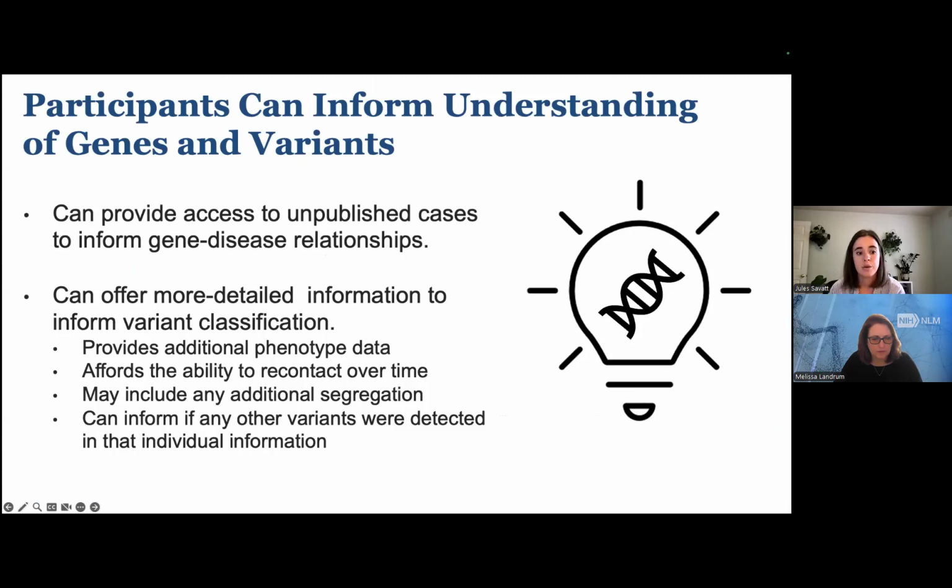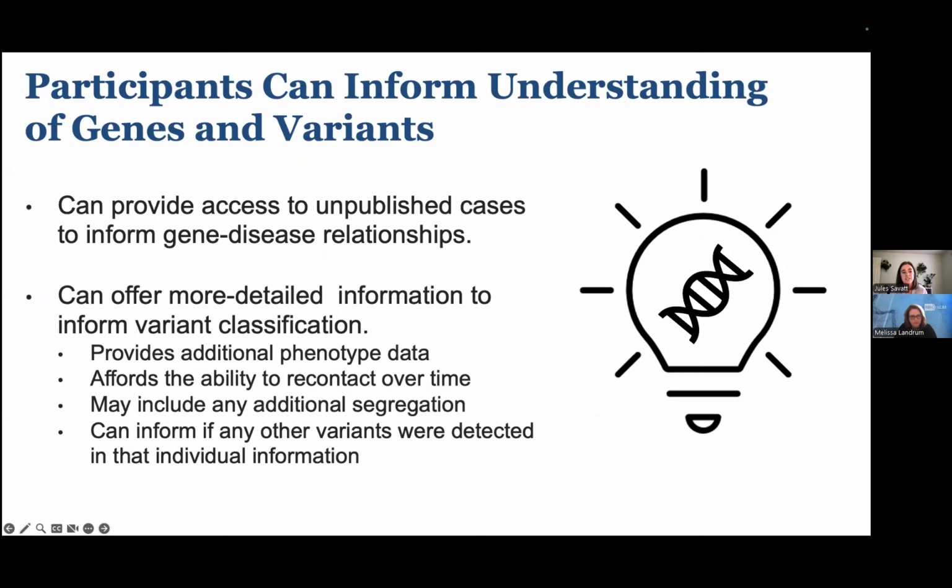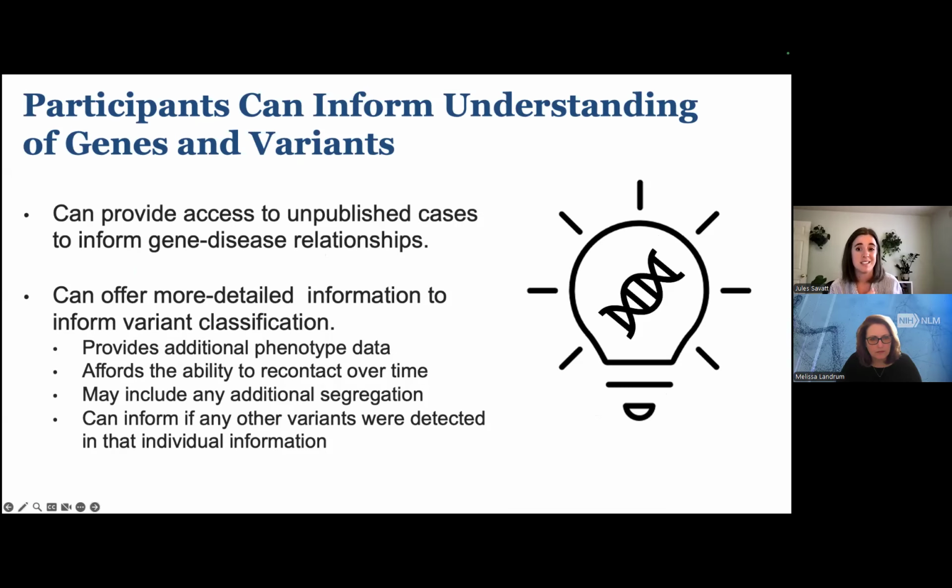variants. So it's unfortunately not uncommon for families to get an uncertain result through testing. And so the more information that we collect, the better we can answer questions about, is this gene causative of disease? Well, what about the specific variant? We can give that additional health information, inheritance information, all that can help us answer those questions.